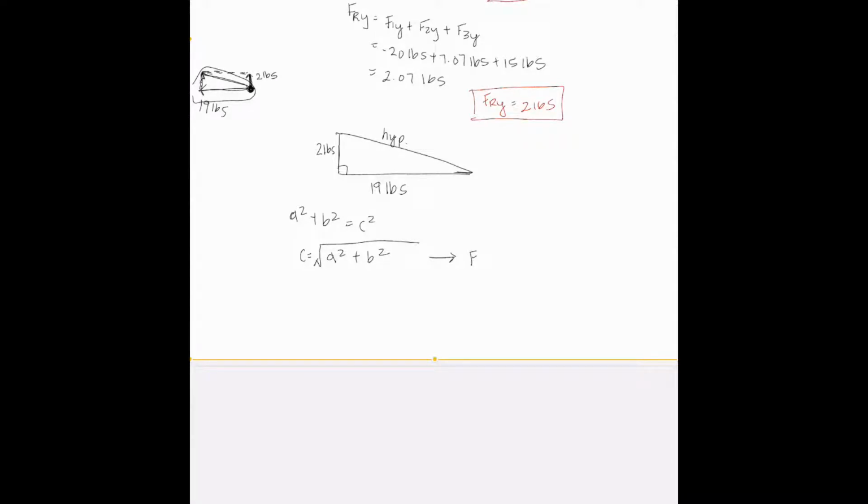So we're going to use this, and we're going to get force resultant is equal to the square root of FRx squared plus FRy squared. So it's going to be equal to the square root of negative 19 pounds squared plus 2 pounds squared. Which, if we plug that into our calculator, we get, all right, 19.1 pounds.